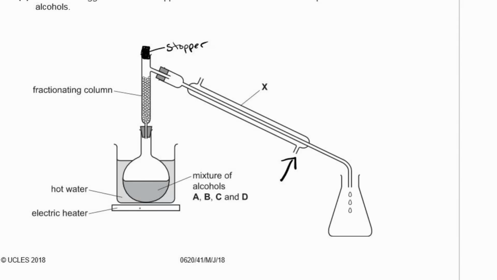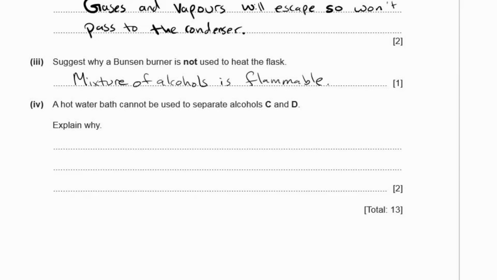So an electric heater just heats them up, changes the temperature. It saves a lot of safety concerns there. So the mixture of alcohols is flammable, so that's why they don't use a Bunsen burner.